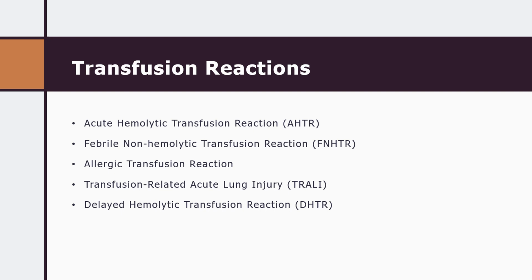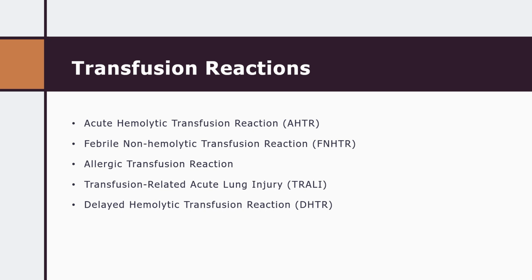Transfusion-related acute lung injury. This is rare, but it's also a severe reaction characterized by acute respiratory distress occurring during or within 6 hours of a transfusion. It is thought to be caused by antibodies in the donor blood reacting with the recipient's white blood cells, leading to inflammation and capillary leakage in the lungs. Transfusion-related acute lung injury can be life-threatening, and it requires immediate medical intervention.